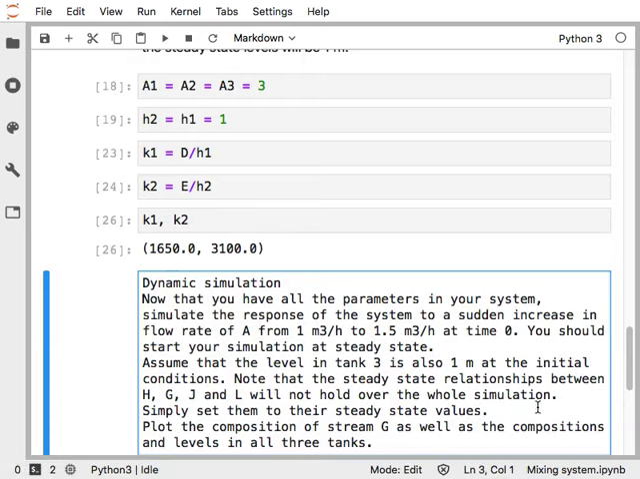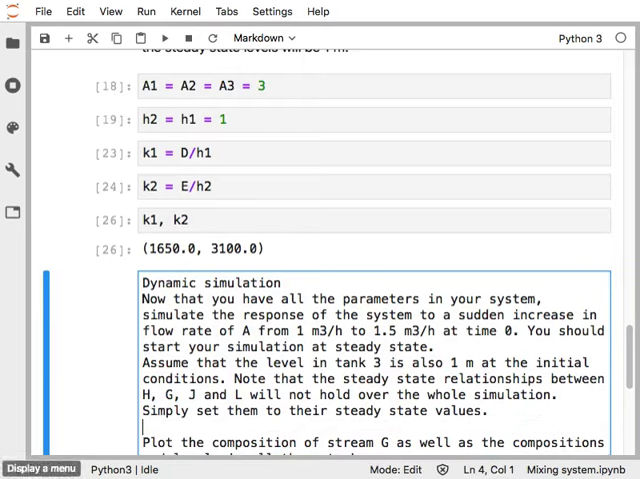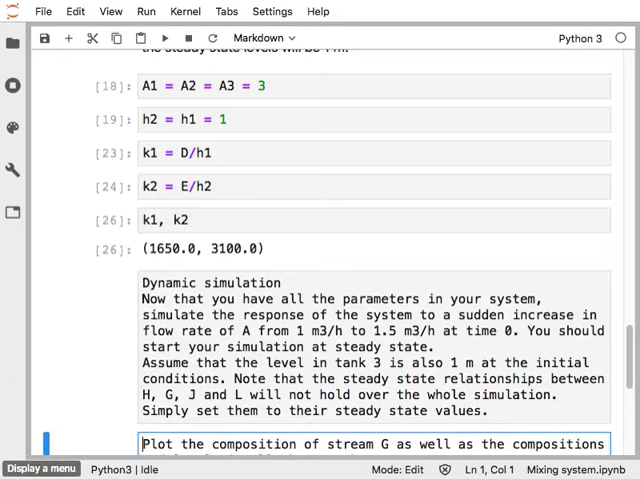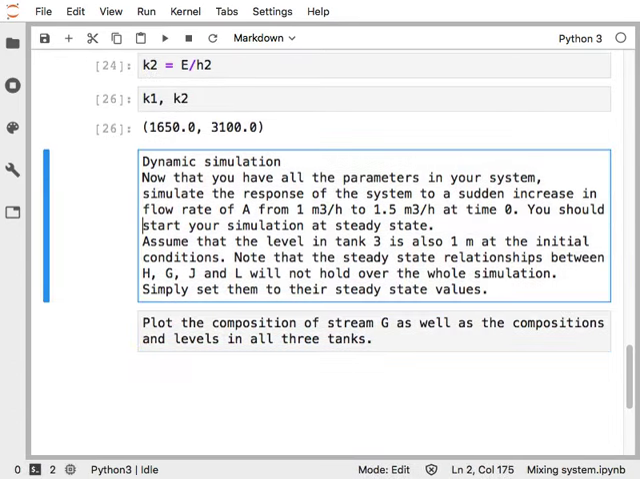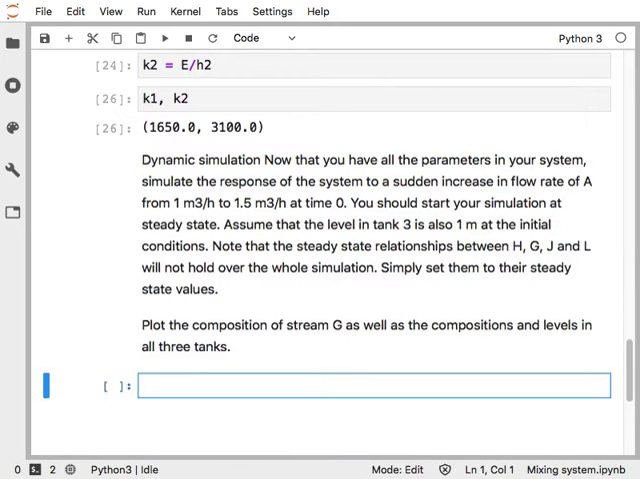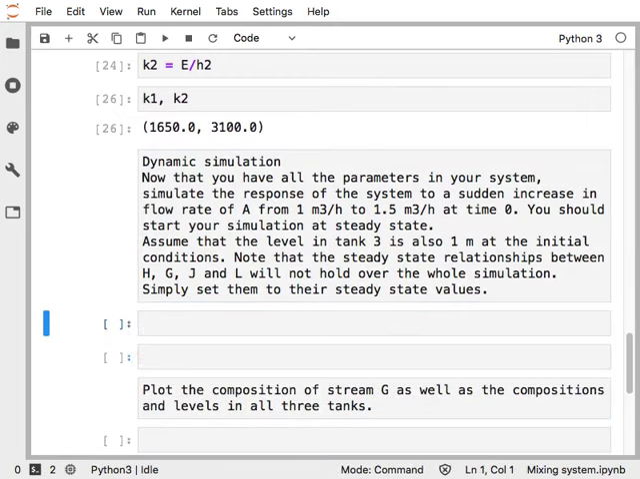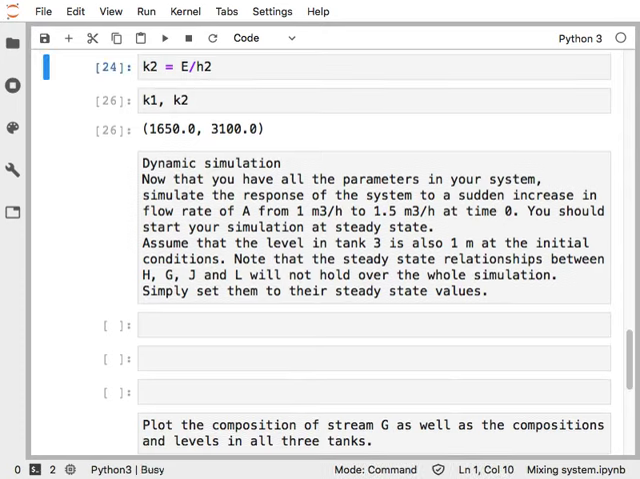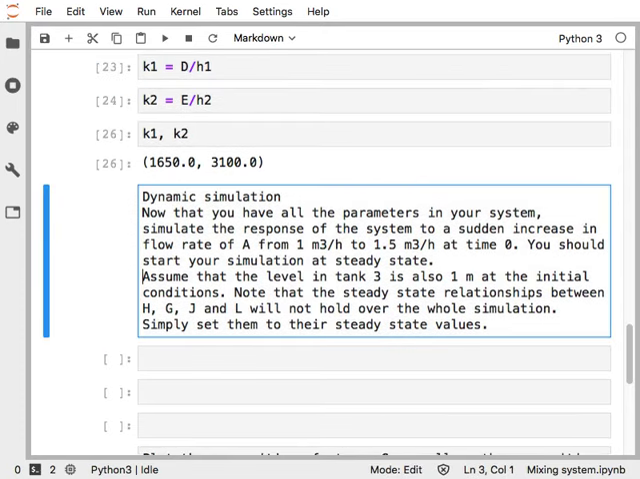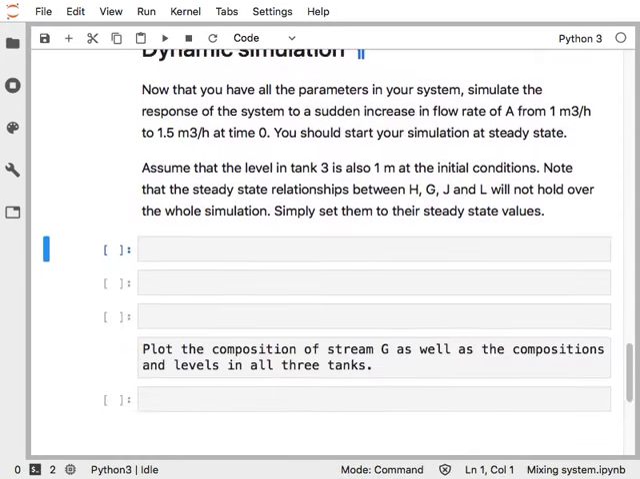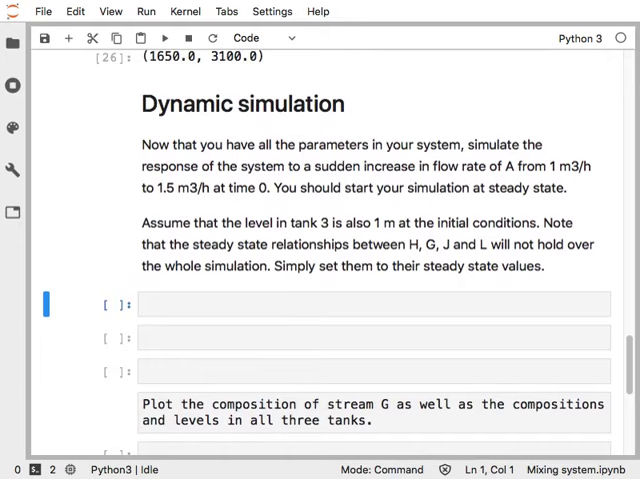Now, again, to remind myself about what it is that I'm going to do, Control-minus will split that cell in two parts. So I've just split that so that I've got some space here to do this below. This is now my dynamic simulation part. Right, so I'm going to build the dynamic simulation.